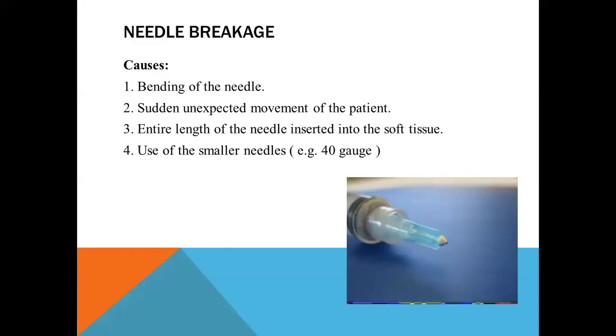The name itself states that the needle will break. When and how? The causes are the bending of the needle, sudden unexpected movement of the patient, the entire length of the needle being inserted into the soft tissue, and use of a smaller needle. For example, if you use a 40 gauge needle, the chances of breakage will be more.